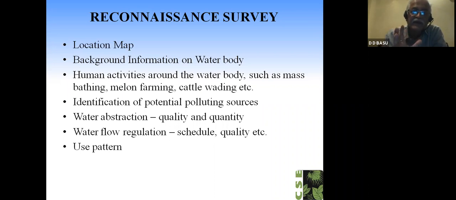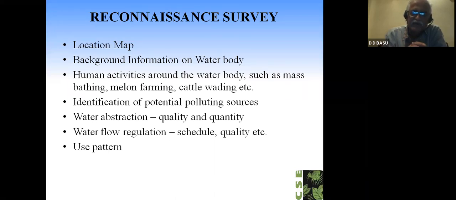And if you are a big industry, suppose a thermal power station, you are also abstracting a huge amount of water. So then what will be the fate of the downstream? What will be the flow? And how much will you be recycling? How will the best use of the water be made? These are all things that have to be taken care of when preparing the EIA report.